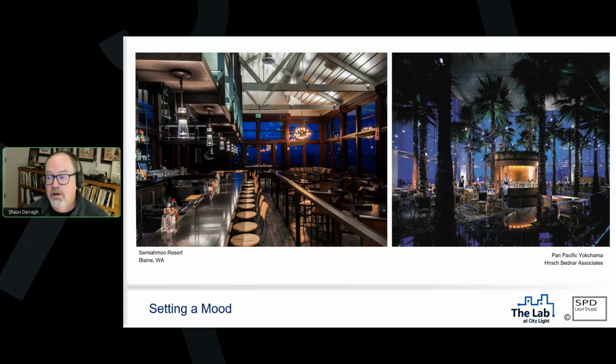Similar in the Yokohama bar here, right at the Pan Pacific, we're using MR16s to light the tables and nothing else. So it's still halogen, but it's actually quite energy effective.